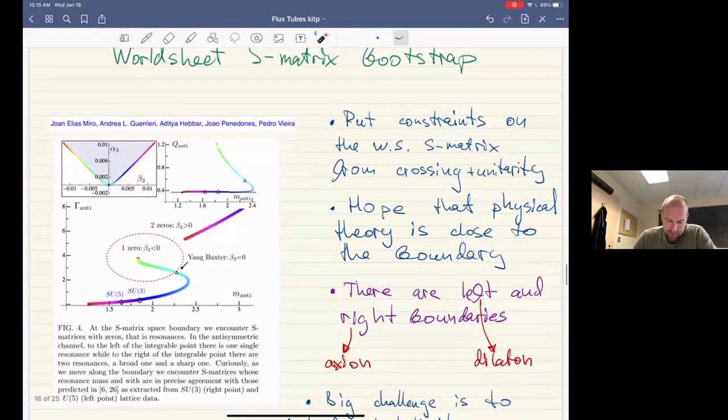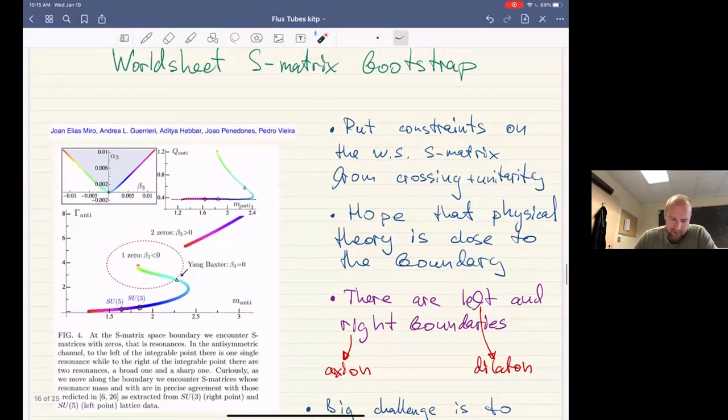So very quickly, there are ideas to constrain the worldsheet S matrix using the bootstrap, which, instead of using just effective field theory, puts in crossing and unitarity that are valid all the way to the UV. Then there are constraints on what the Wilson coefficients in the action could be, and one hopes that the physical theory lies close to the boundary. So from this paper, there is a boundary for the allowed Wilson coefficients.